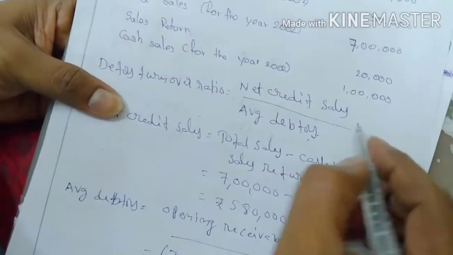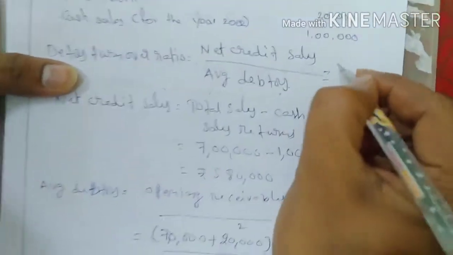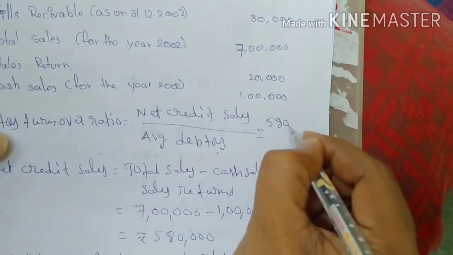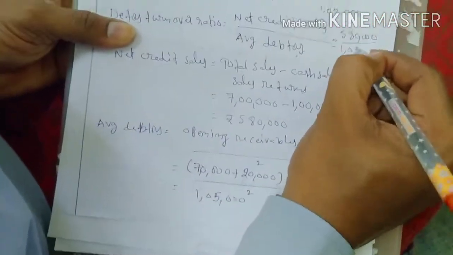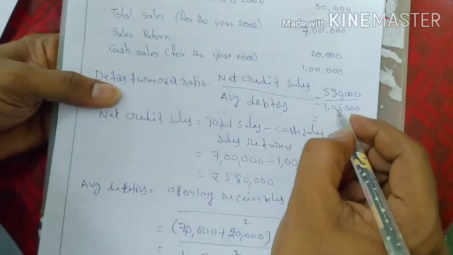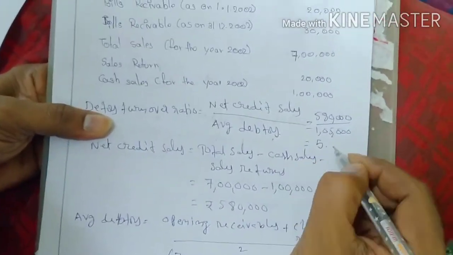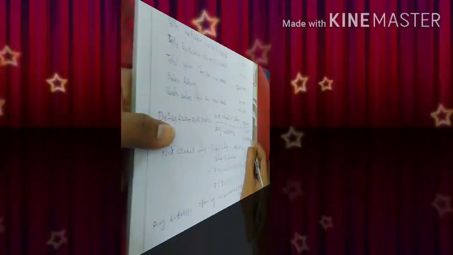So here debtors turnover ratio is equals to 5,80,000 by 1,05,000, that is equals to 5.52 times.